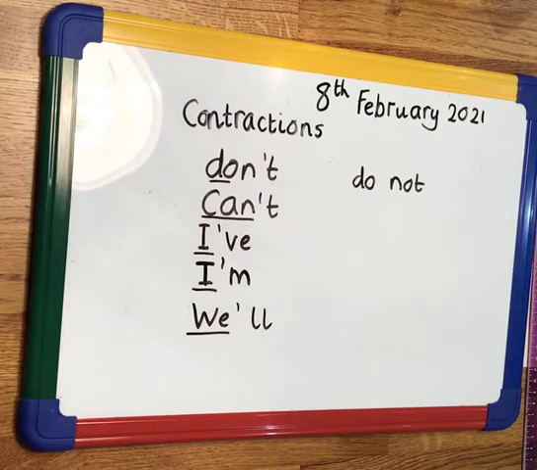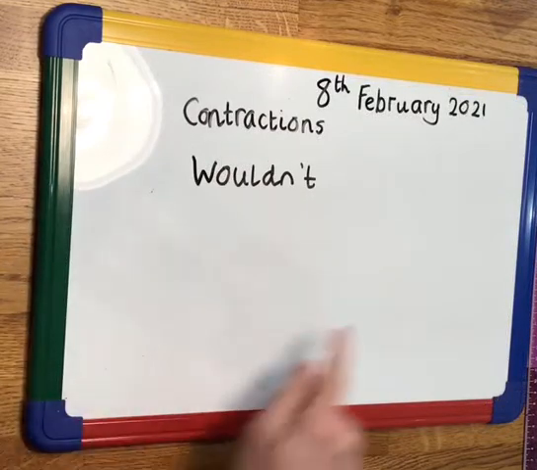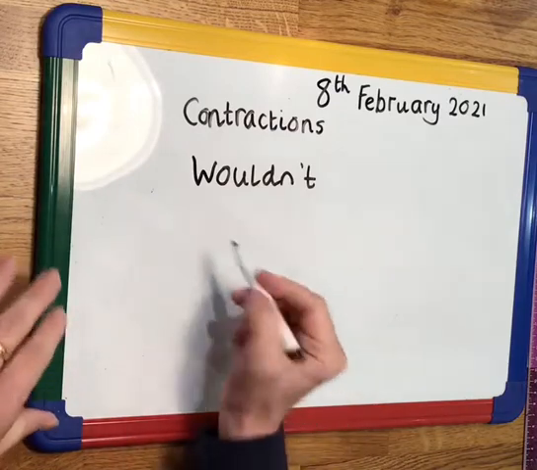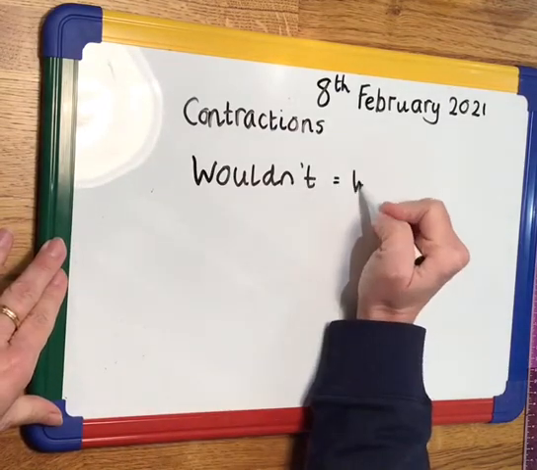And this helps us when it comes to working out what two words have been put together. Let's have a look at this now. So which two words have been used to make wouldn't? Well, I know that the first word doesn't change. So the first word would be would.